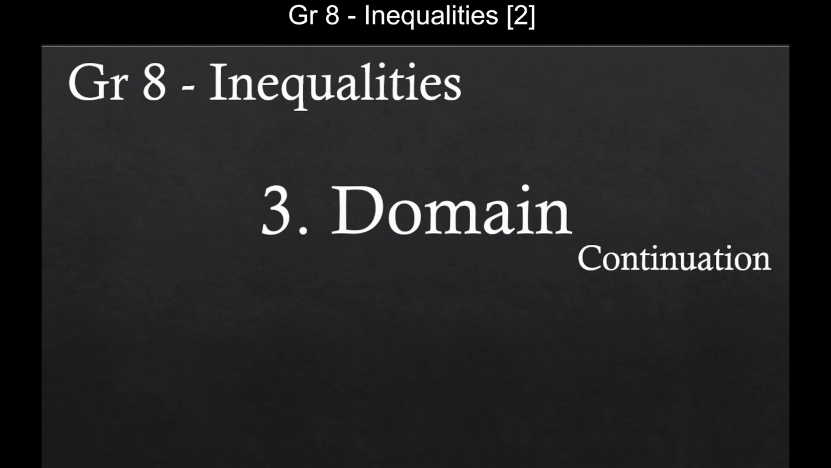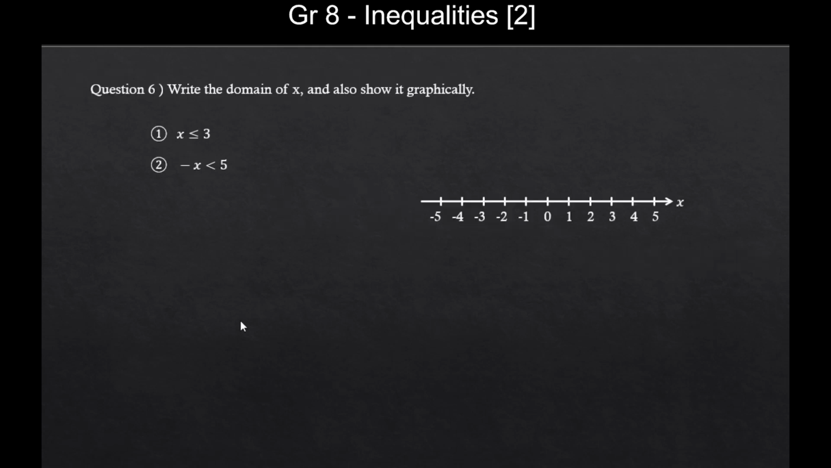This is the continued video of the previous one on inequalities domain. Now we are given two separate inequalities. The first inequality doesn't look bad: x is smaller than or equal to 3, that's fine. But the second inequality has a negative sign here.